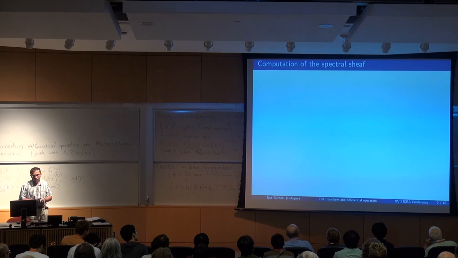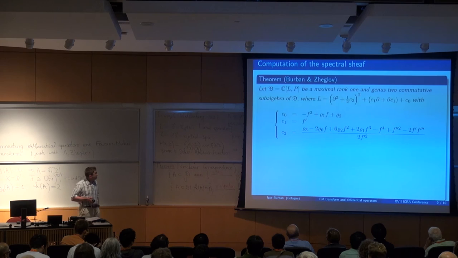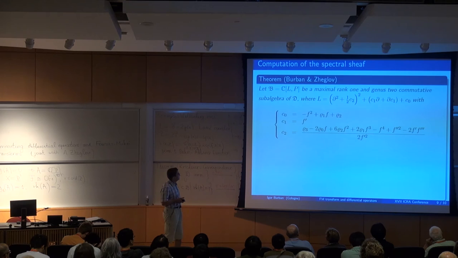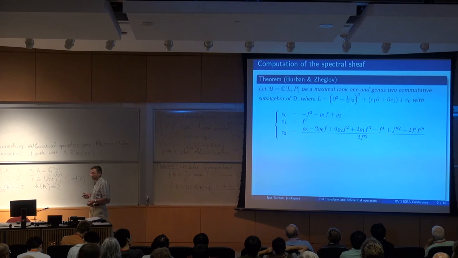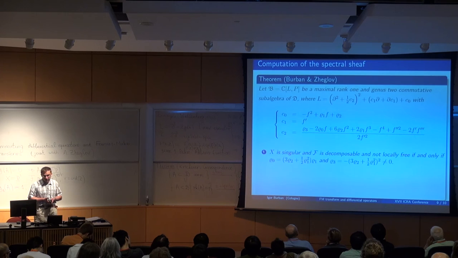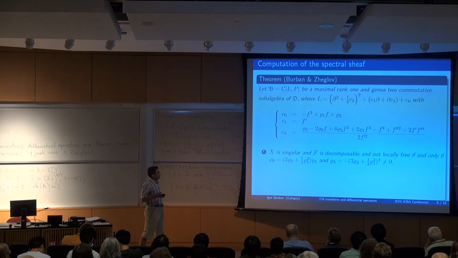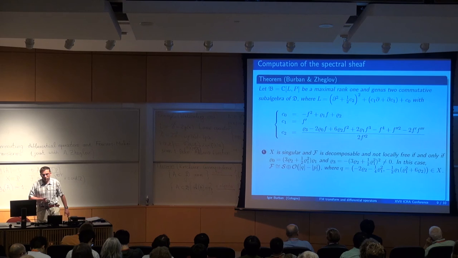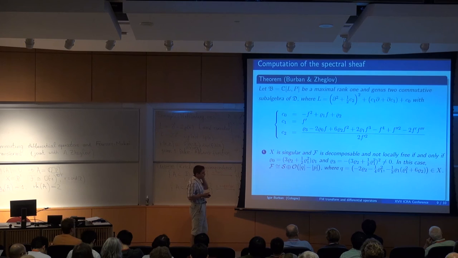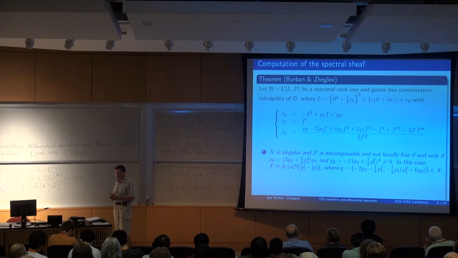So here is the final answer, my final slide. Again, recalling Grunbaum's classification, rank 1 and genus 2 commutative algebras of differential operators have such a description. We have one parameter which is a function and four parameters of Grunbaum. Plus a question: what are the spectral sheaves? So X is singular, and the spectral sheaf is decomposable if and only if we have such relations on the parameters. And in this case, we can say what the spectral sheaf is: it is a sum of the unique rank 1 locally free sheaf plus some line bundle without cohomologies.